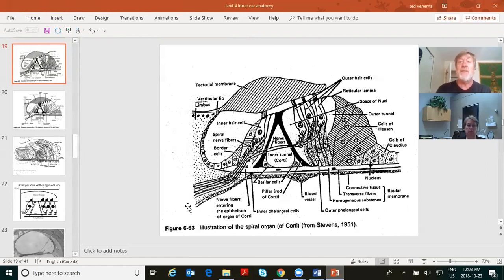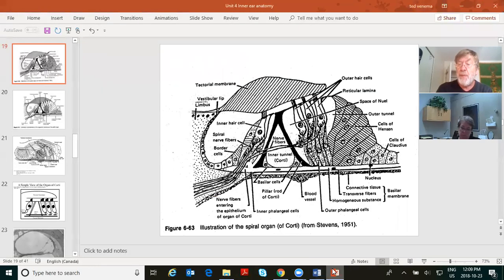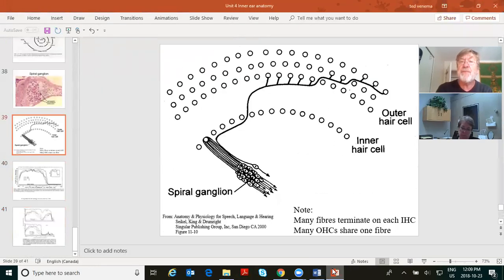The nerve fibers of the olivocochlear bundle, however, are far fewer. How many nerve fibers do you have in the eighth nerve? 30,000. 10 go to each inner hair cell. 3,000 times 10 is 30,000. Okay? And if you look at a neural pattern, let's just look at this.